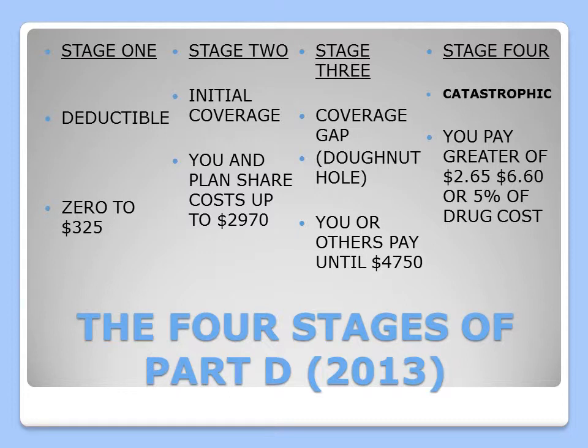During that time period, you pay a reduced amount for the prescription drugs. Brand names, you would pay 47.5% of the discounted retail price. The generics, 79% of the discounted generic price, until the out-of-pocket expenses were up to $4,750. And then you would move to Stage 4, which is the catastrophic coverage. During the catastrophic coverage, you pay the greater of either $2.65 for the generics and $6.60 for the name brands, or 5% of the drug cost, whichever is higher. So that's just a breakdown of the 4 different stages of a Part D plan.